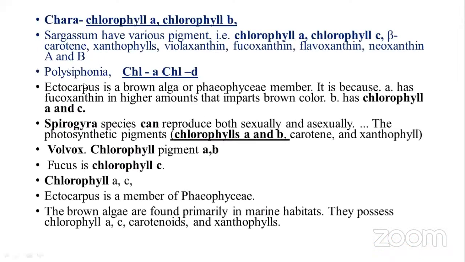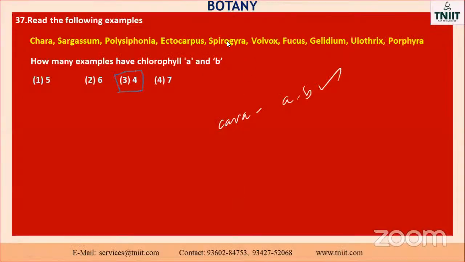Second one, see that? Polysiphonia, chlorophyll A and D. So it will not come. Third one is Ectocarpus, brown algae. Here A and C is there. Spirogyra, chlorophyll A and B is there. So next one is called Spirogyra. So this one comes.